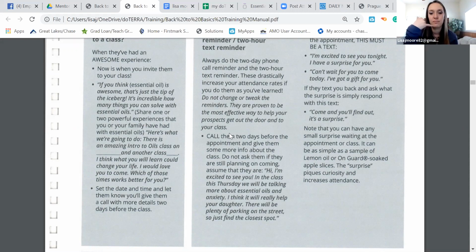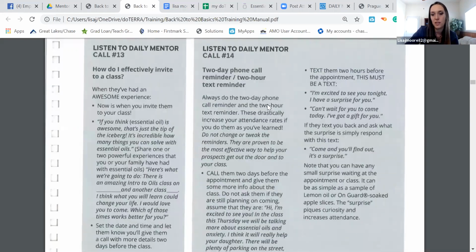So: Hi, I'm excited to see you. In the class this Thursday, we're going to be talking about anxiety, and I think it would be really helpful for your daughter. And there's going to be parking. It's actually around the left side of the house. This is actually from my house. When you come to my essential oil class, you go to the left of the house, and there's a bunch of parking in back. That back building is where my office is and where the class is going to be held. So I'm so excited to see you. I just wanted to give you that different information. Have a great night. Okay. So assuming that they're going to come, and just giving them details to keep them interested. All right.